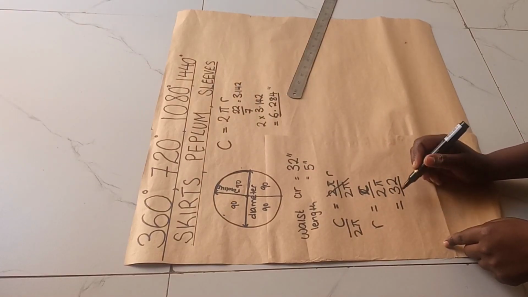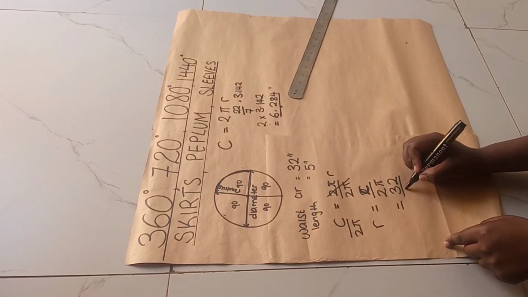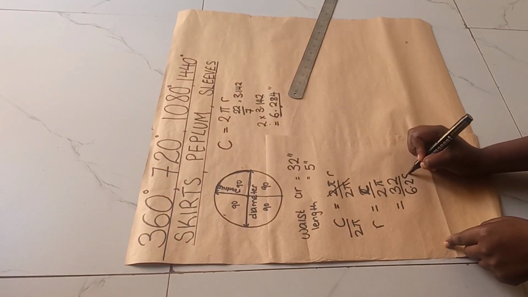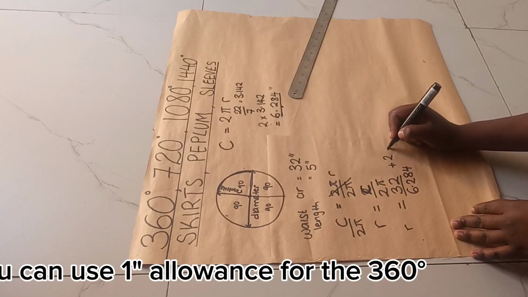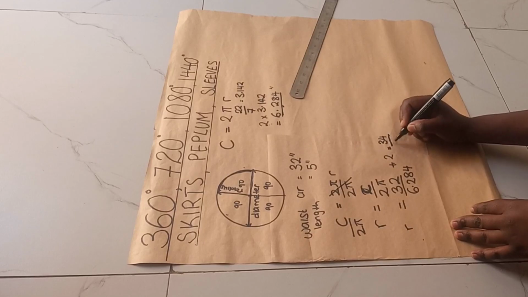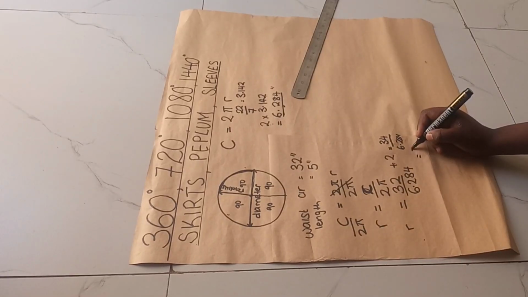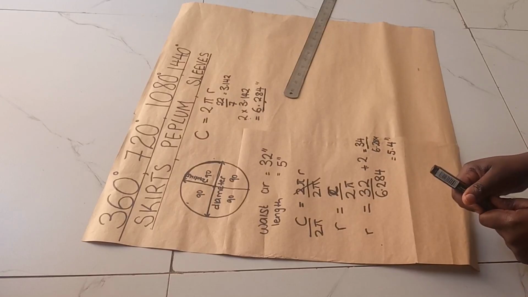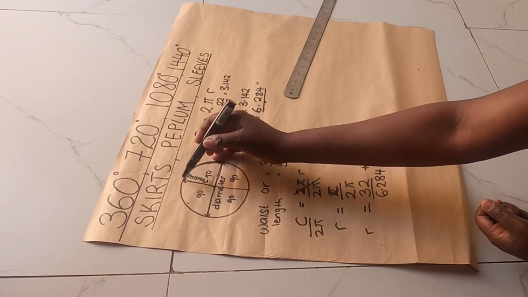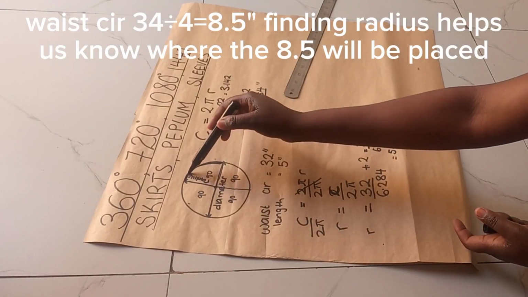So I get my 32 inches, which is my waist circumference, then divide by 6.284. Then I'm adding 2 inches to my waist for zipper and sewing allowance. So we're going to divide 34 by 6.284, and this gives me 5.4 inches. So this will be our radius. This radius will help us find one quadrant of a whole circle.